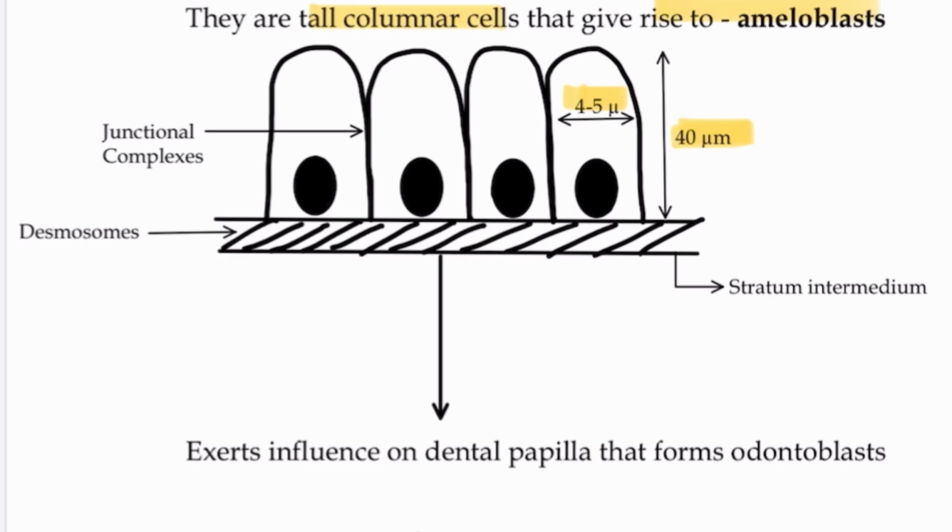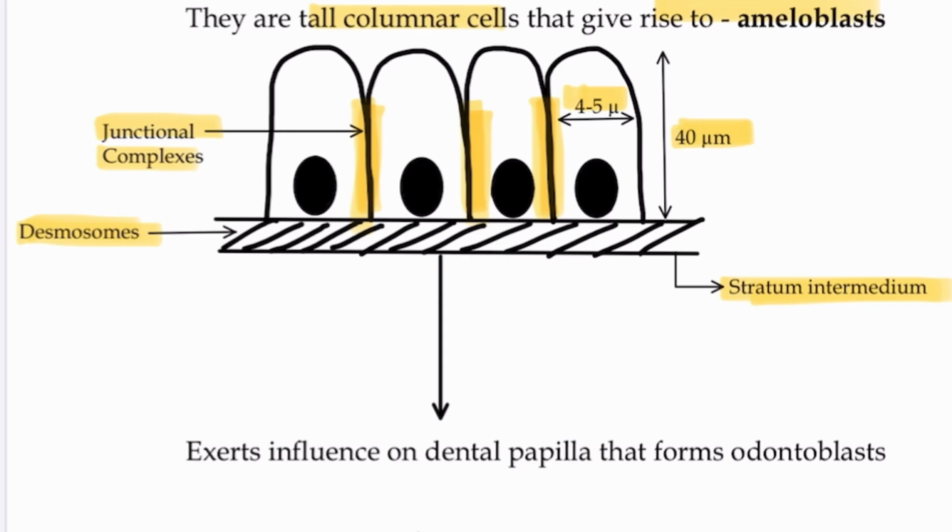Now, in between the inner enamel epithelial cells, these columnar cells, we have junctional complexes. Basically they are joined by junctional complexes, and there is presence of desmosomes with the layer of stratum intermedium. So on top of inner enamel epithelium we have stratum intermedium, which I'm going to talk about next, and they are connected to them by desmosomes. We have already read about desmosomes and junctional complexes above, so you get how they are connected.